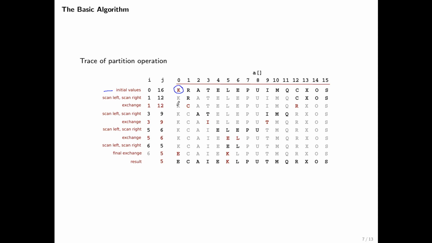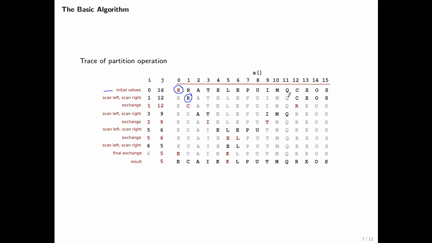And then what it does is it simply scans from left to right and right to left. The first scan is from left to right. So we are scanning in this direction, and we stop when we find an element that is larger than the pivot. When we do that, we stop right here at R. Why? Because R is greater than the pivot.